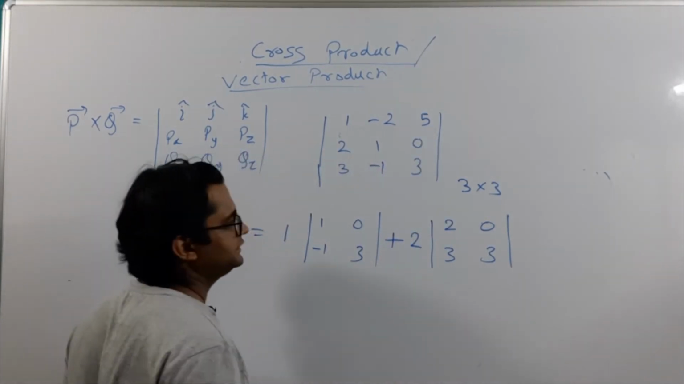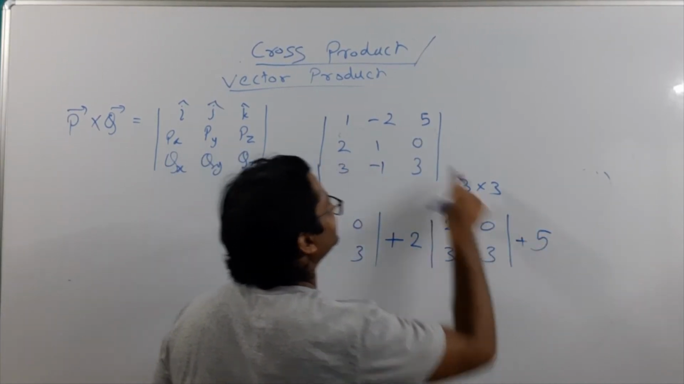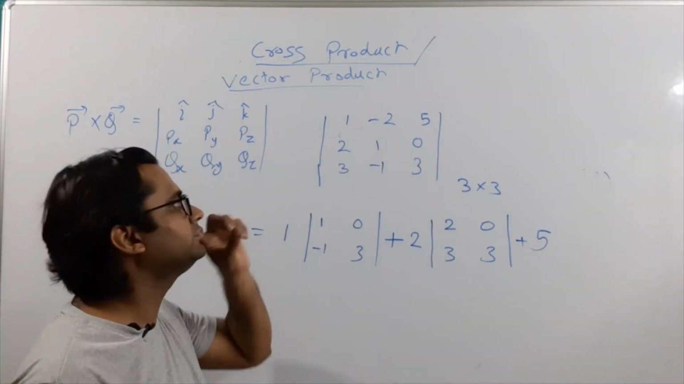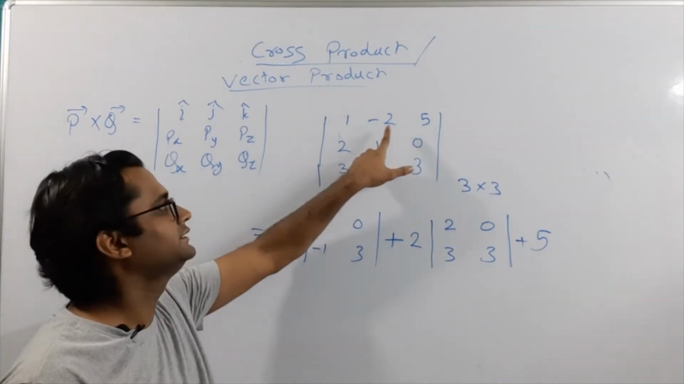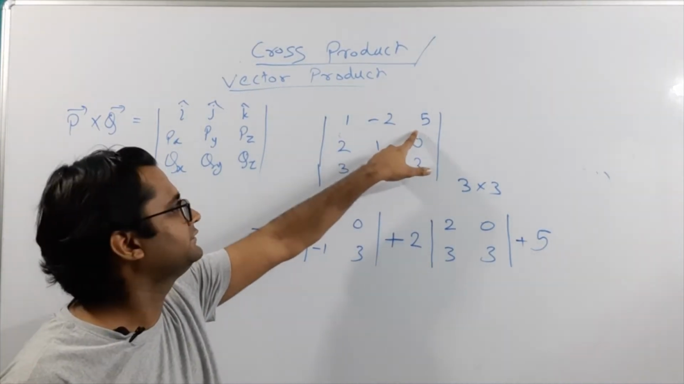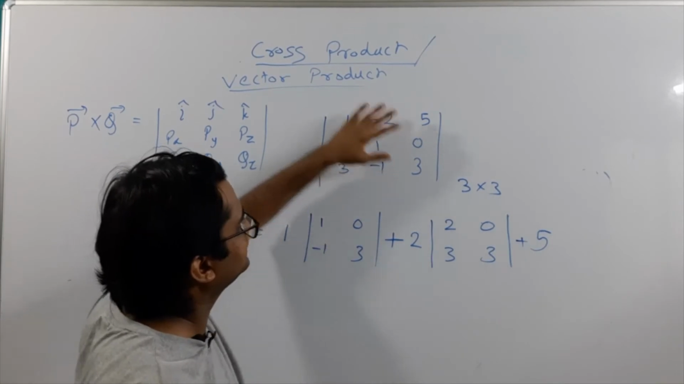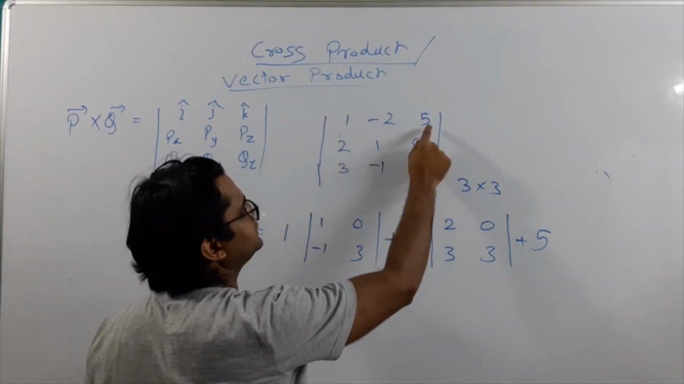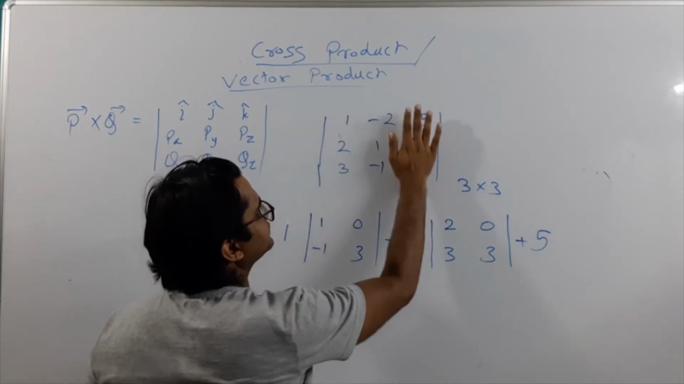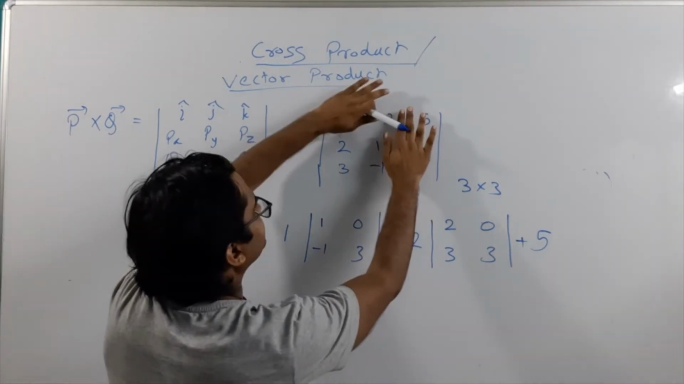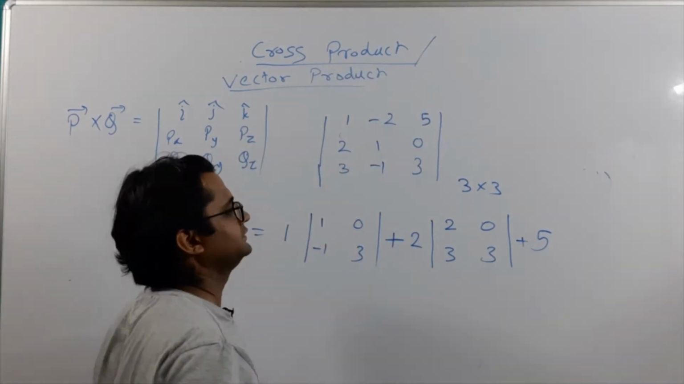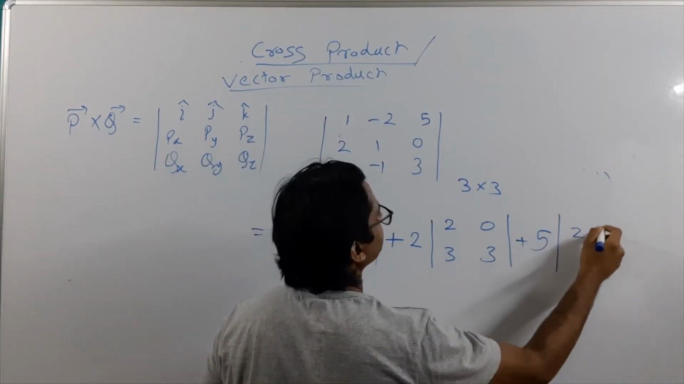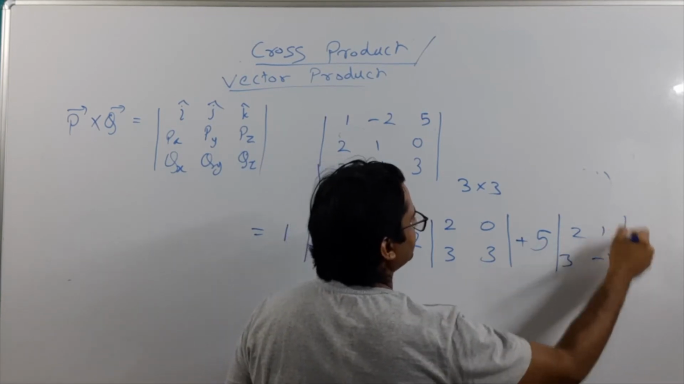Consider the third element, +5. Don't change its sign. We have to change the sign of this middle element only. So 5, this is my last element, and cover its row and column. Since it is in third row and third column, cover this row and this column. If we cover this row and this column, we get 2 1 3 -1. So write this in determinant 2 1 3 -1.